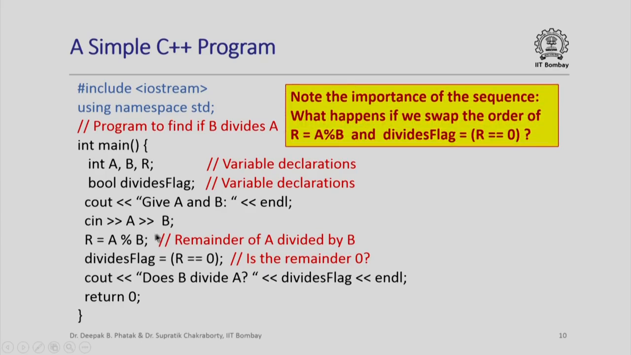An important thing to note here is the sequence in which these two instructions appeared: r is a%b and divides flag is r equal to 0. So it is an interesting question to ask what would happen if we swapped the order of these two instructions. It is not hard to see that if the divides flag is assigned r equal to 0 before r is assigned a%b, then the value of r that is going to be used when I am executing this statement would be the garbage value in the memory location for the variable r, and that is not what we want. So therefore the sequencing of these instructions is very important.